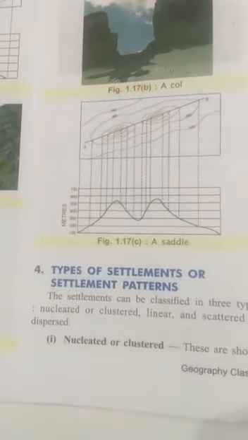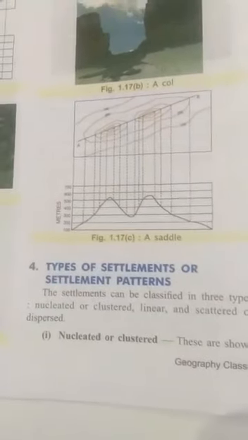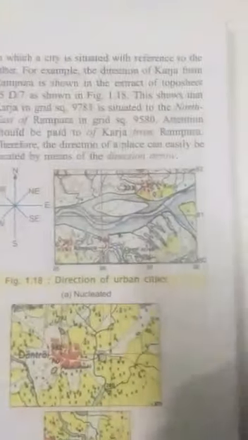Thereafter, let us move to the next point, that is types of settlement or settlement patterns. Since you'll be studying different settlement patterns, these are nucleated or clustered, linear settlement, and scattered or dispersed settlement. Students, see, this is part of a topo sheet. Topo sheet or topo map, you can say. I'll show you the full-fledged size of a topo sheet.